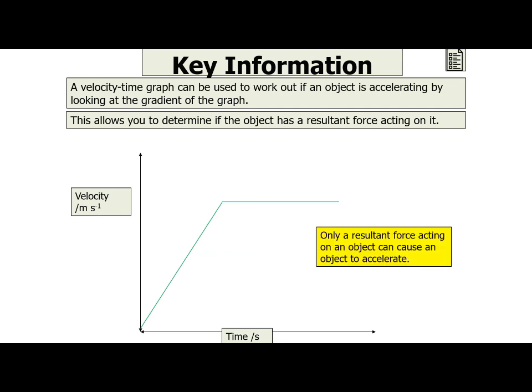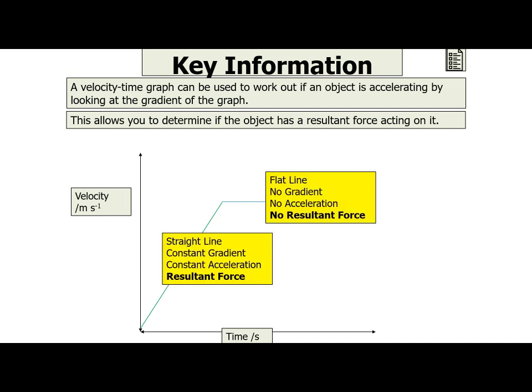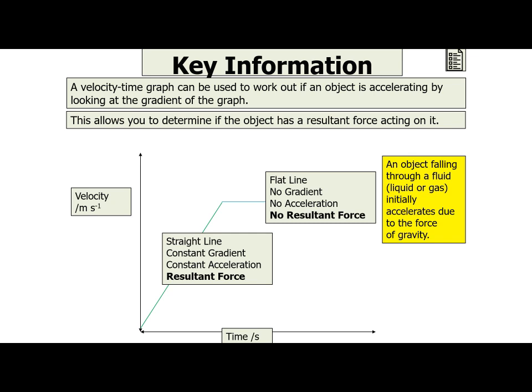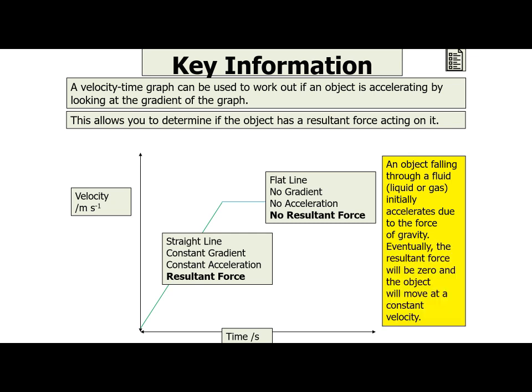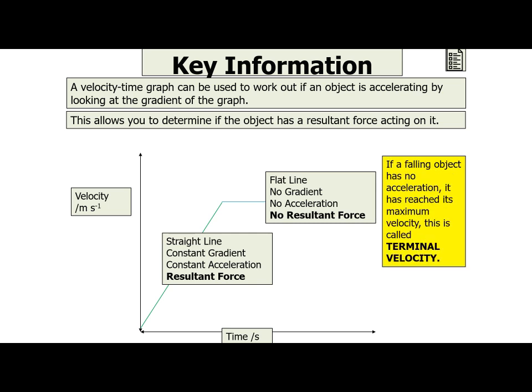Now only a resultant force acting on an object can cause an object to accelerate. So we know in our first section of our graph we have a resultant force. In our second section of the graph there is no resultant force. So let's now consider the velocity time graph of an object that is falling in a fluid. Now an object falling through a fluid, a liquid or a gas, initially accelerates due to the force of gravity. Eventually the resultant force will be zero and the object will move at a constant velocity. So if a falling object has no acceleration, it has reached its maximum velocity and we call this terminal velocity.